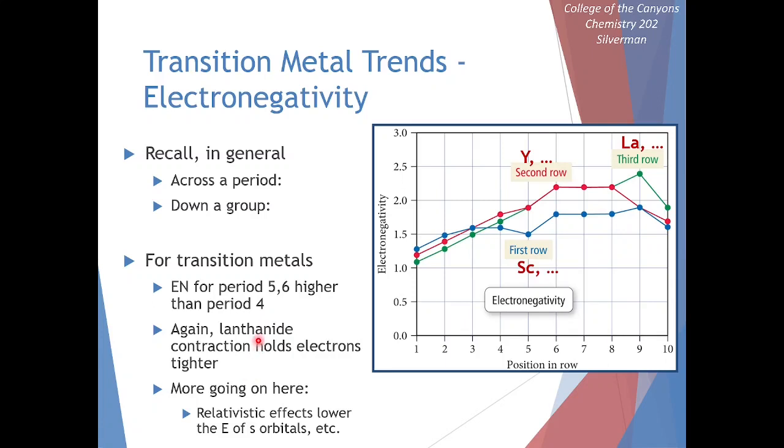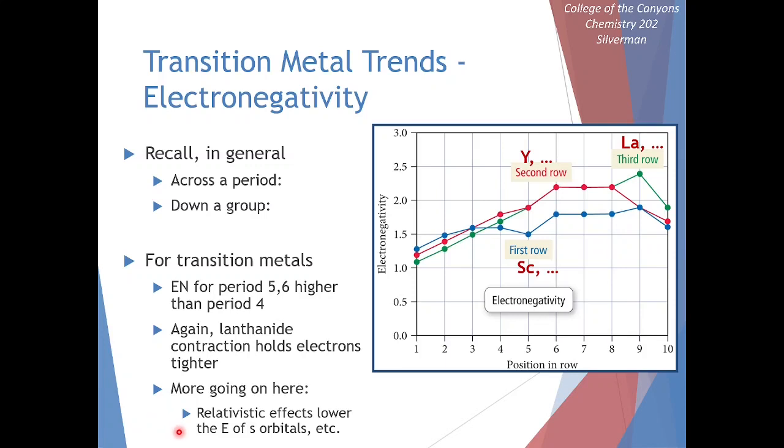The lanthanide contraction here is going to be a factor. It will hold our electrons a little bit tighter, so they're going to behave maybe slightly contrary to the normal trend. That's not the only thing going on here. There's more to it than that, and in fact, things that are beyond the scope of this course.